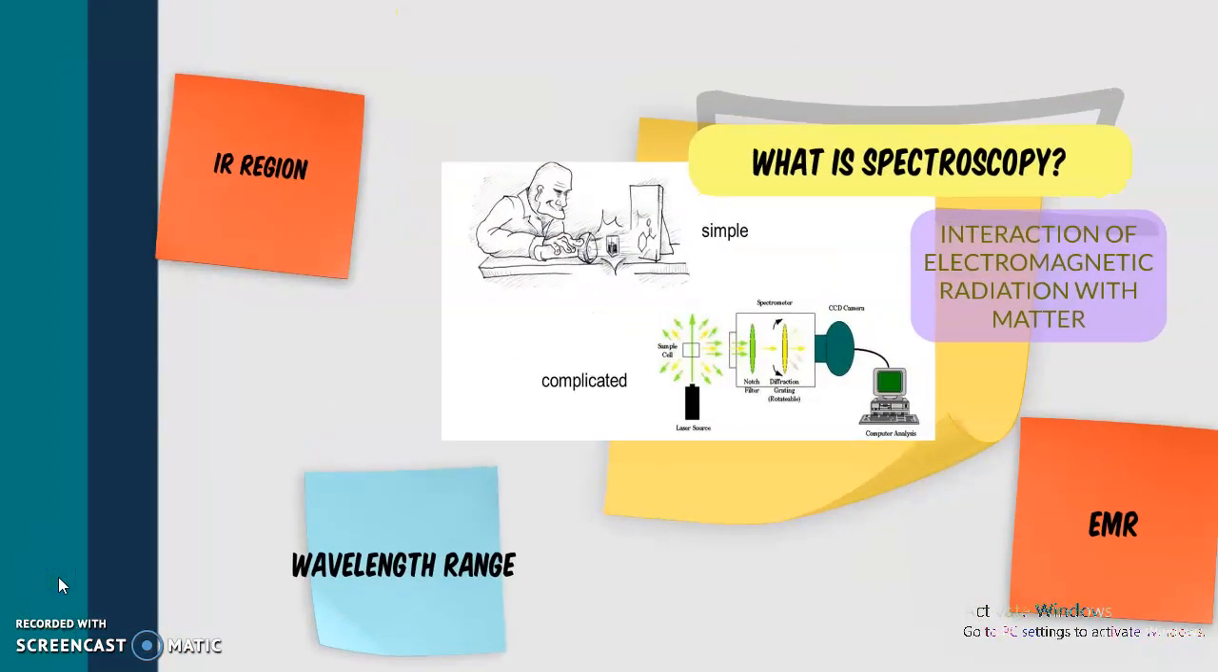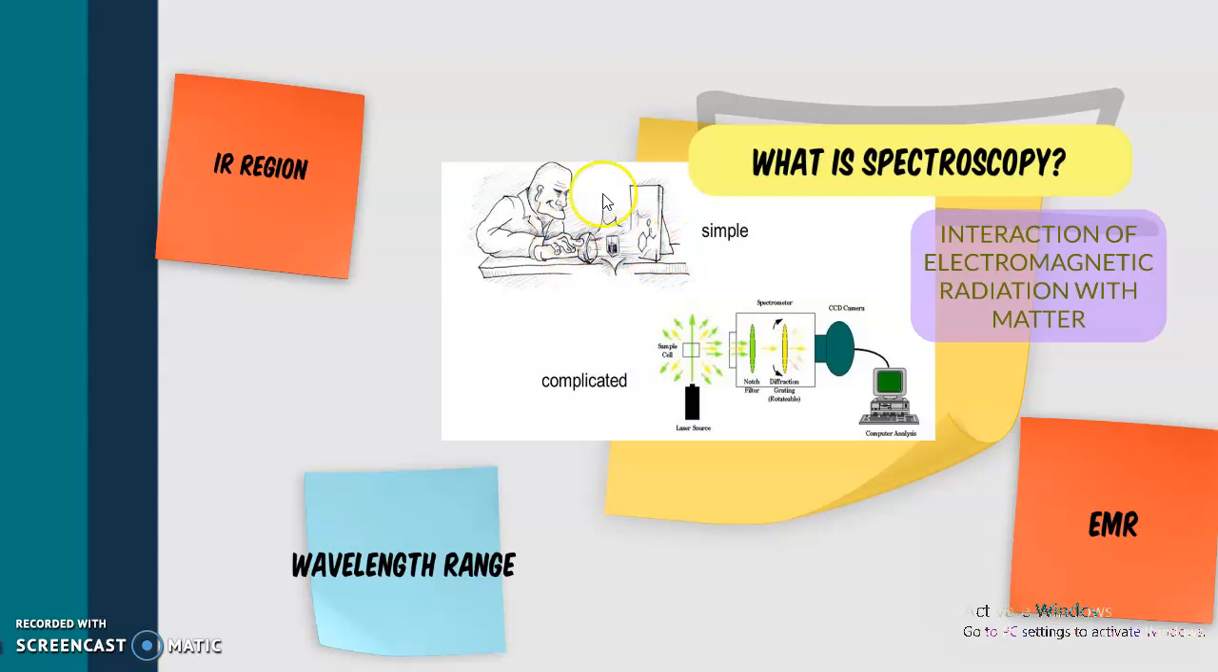Everybody should know what spectroscopy is. When I see a lot of ray diagrams and optic diagrams, it becomes very complicated, as you see in this picture. However, what is a simple thing about spectroscopy? Simply, spectroscopy is the interaction of electromagnetic radiations with matter.